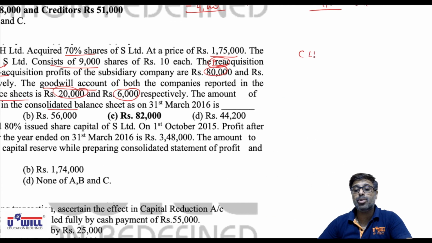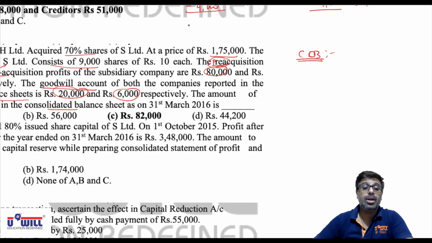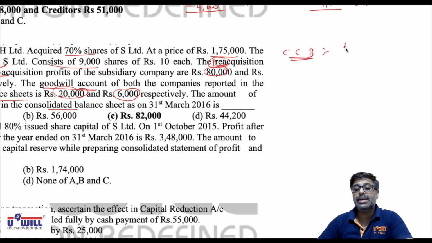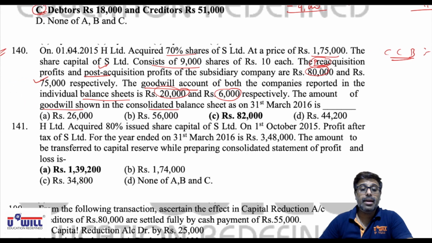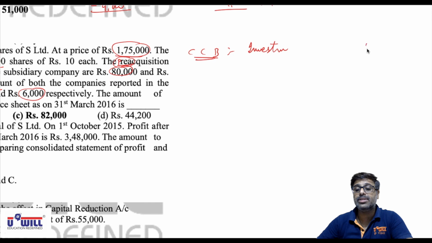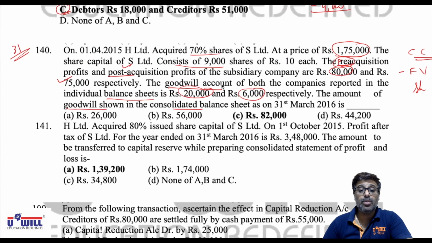First, we make control chart B and find the goodwill amount from that. So control chart B, how do we used to make? What all things were there in control chart B? Investments. What are the investments of holding company in the shares of subsidiary company? H Limited acquired 70% shares at a price of 1,75,000. From that, we have to minus two things: face value of shares held and share of holding company in the capital profits.